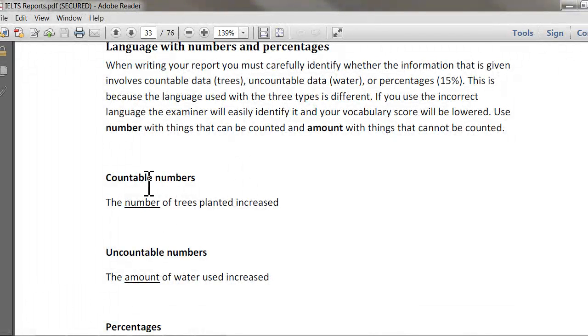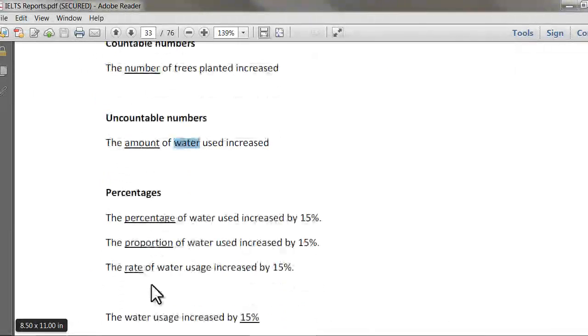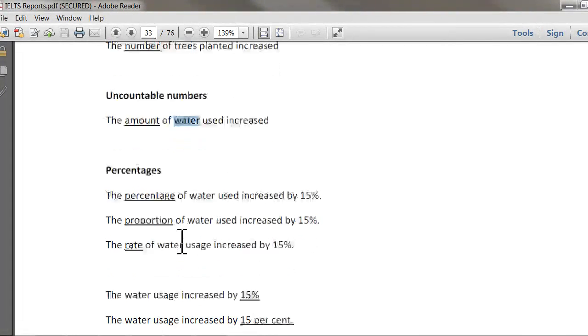We need to talk about language with numbers and percentages because we use different words for these. We need different words with countable numbers like trees, the number of trees. For uncountable things like water, we can't say the number of water. It's got to be the amount of water. Percentages, we want to have different ways to express things.